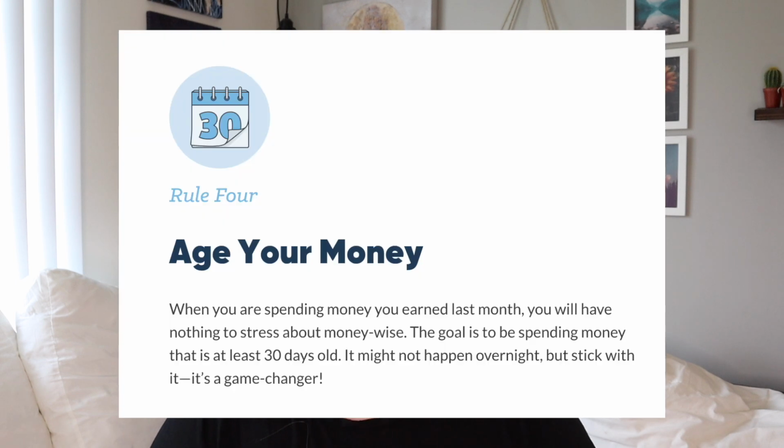Instead, since I found YNAB, it gives me the room to be a human and for my budget to change and for me to make mistakes. I have been able to continually move forward, readdress, learn from my mistakes, and move ahead. And now we are down to the last rule, rule number 4, age your money.